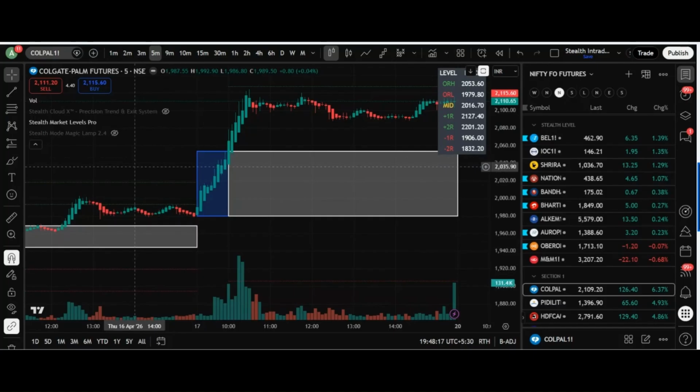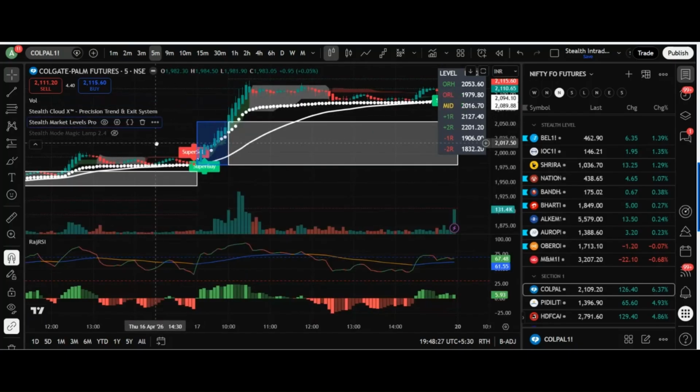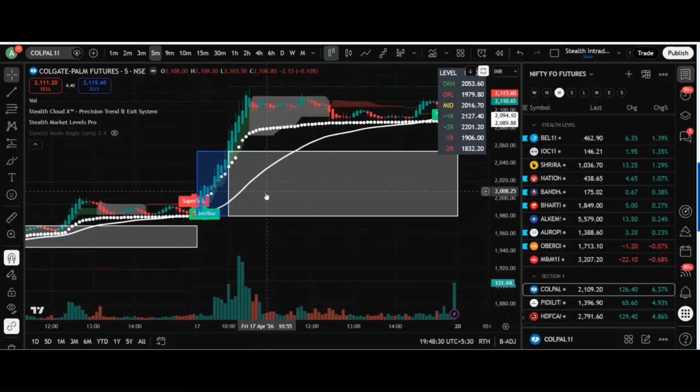Generally we suggest using 5 minutes with this system. So here we will be using Stealth Market Levels Pro indicator as well as Stealth CloudX indicator. So Stealth CloudX indicator, as you know, is also used not just for intraday trading. Intraday trading we just started using for that with this system, but actually it was created for positional trading.